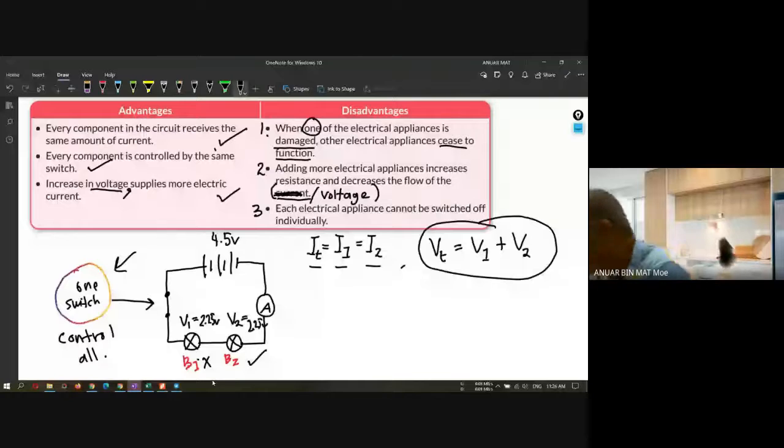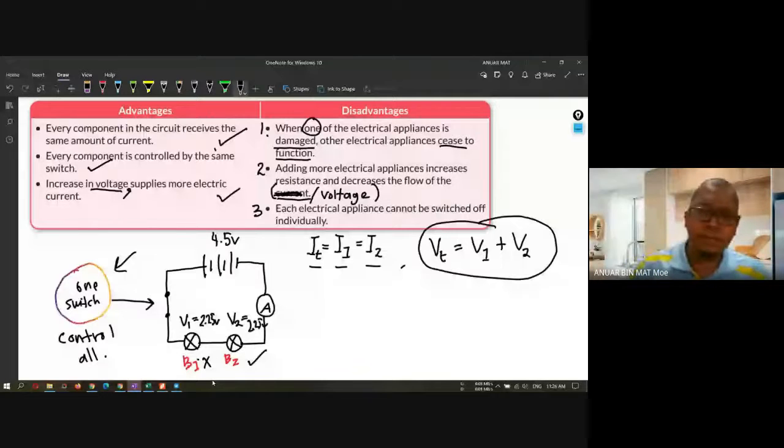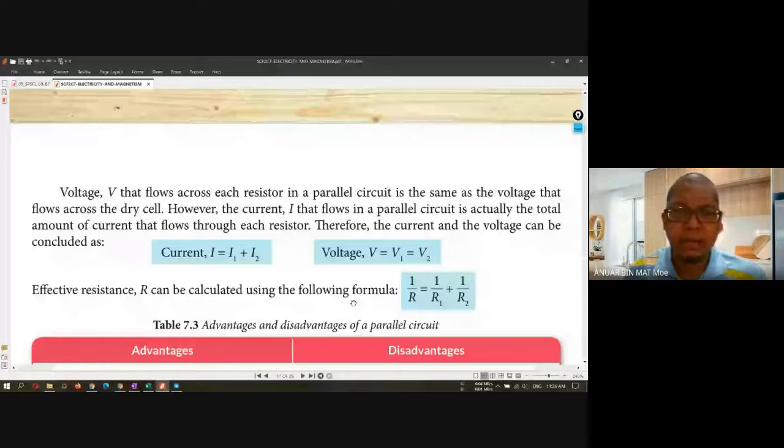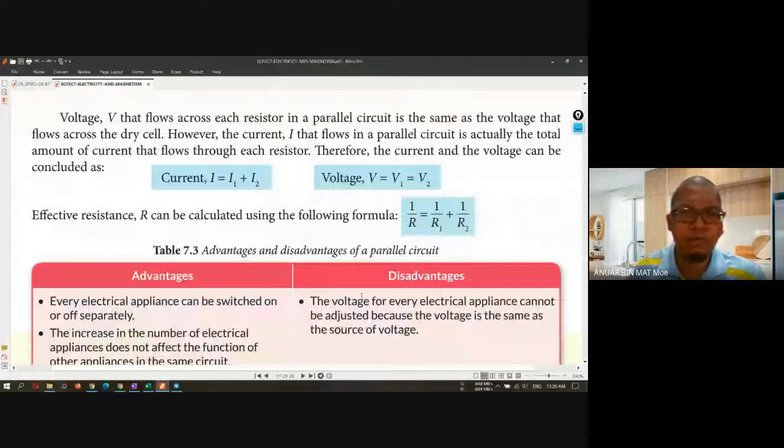Next one, current, voltage, and resistance in parallel circuit. Make sure you understand and can identify the schematic diagram of the parallel circuit. I think you already know that. And the formula is over here. This is the formula for how to measure current, voltage, and resistance in a parallel circuit.